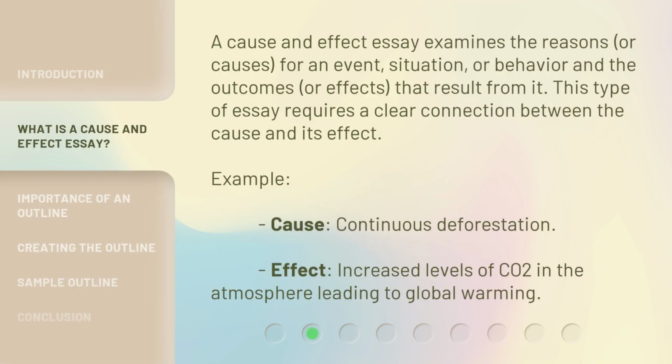A cause and effect essay examines the reasons, or causes, for an event, situation, or behavior and the outcomes, or effects, that result from it. This type of essay requires a clear connection between the cause and its effect. Example: cause, continuous deforestation; effect, increased levels of CO2 in the atmosphere leading to global warming.